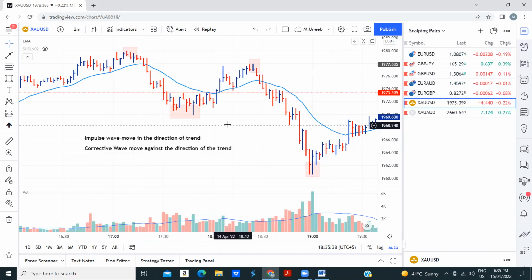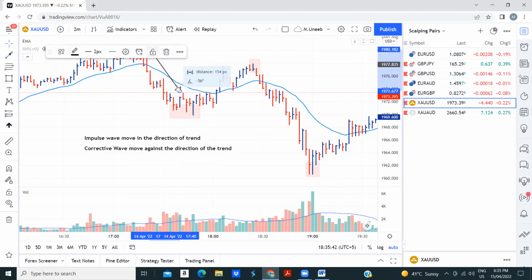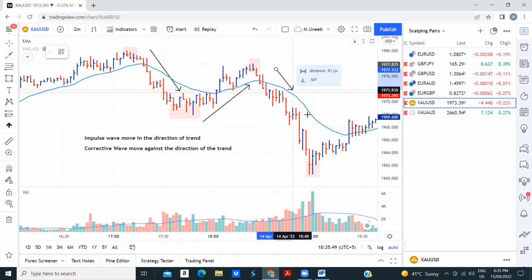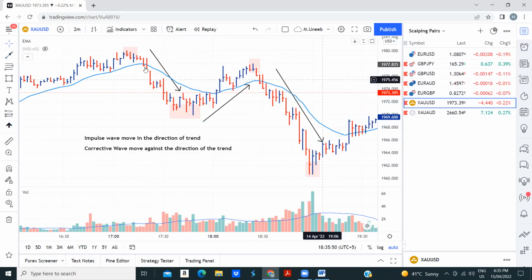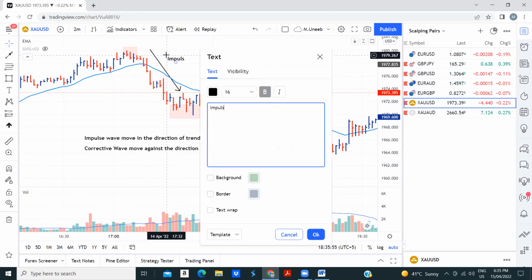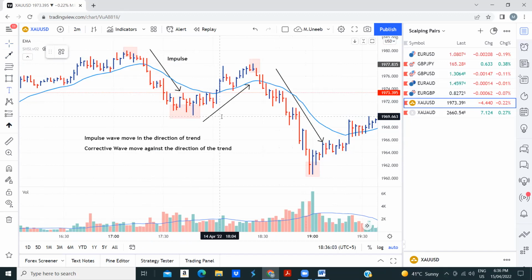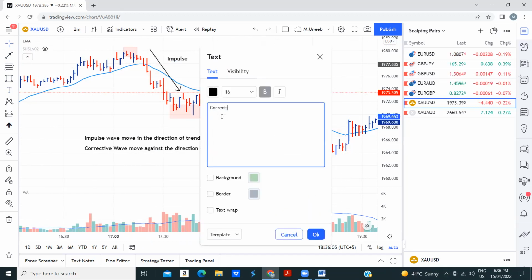So this is the first point. Impulse wave moves in the direction of the trend. Now this is an impulse wave because it is a downtrend. So this is an impulse wave. This one, corrective wave. This one, impulse wave. Can you see? This one is impulse. Do you understand or not? Hello? I think so.